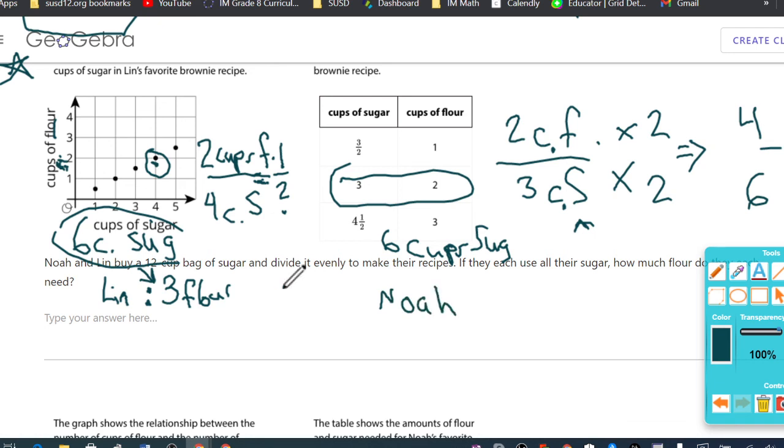It's unbelievable that they have so much more sugar than flour. Who made these recipes? Is that right? Twice as much sugar? 1.5 times? I don't know. Okay, anyway, the answer is 4 cups of flour for Noah.